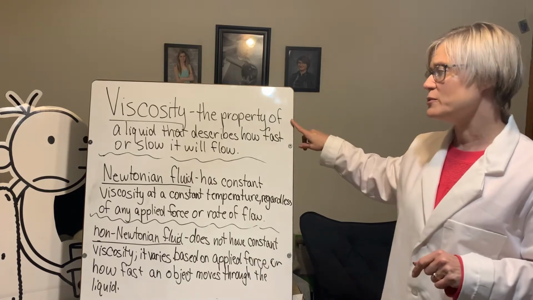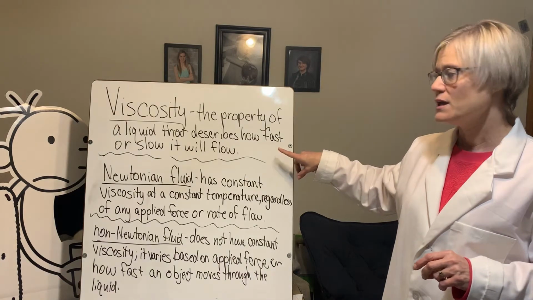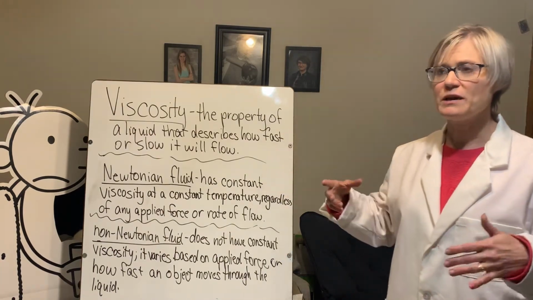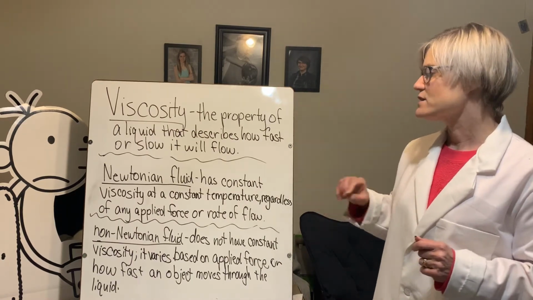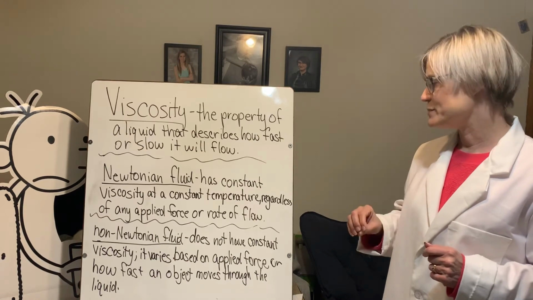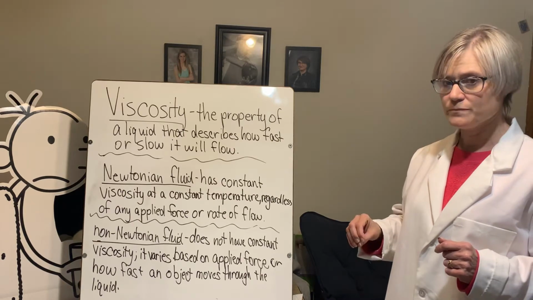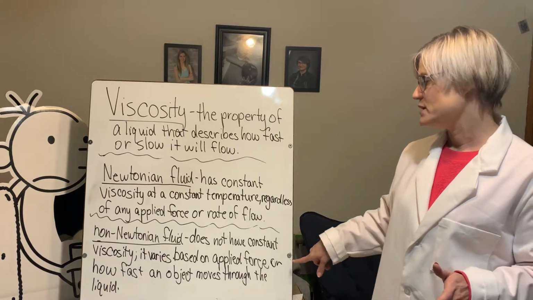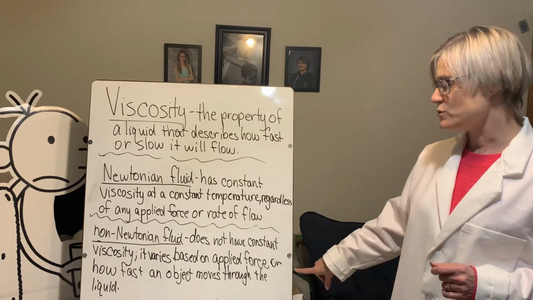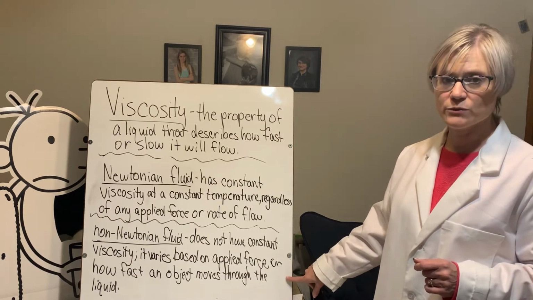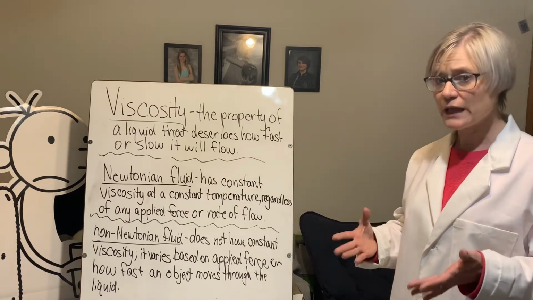All right, so let's recap this. Viscosity is the property of a liquid that describes how fast or slow it will flow. It also talks about the resistance of the liquid to flow. So a Newtonian fluid has a constant viscosity at a constant temperature, regardless of any applied force or rate of flow. A non-Newtonian fluid does not have a constant viscosity. It varies based on the applied force or how fast an object moves through the liquid. So that's kind of an overview of what we're going to be talking about in our lab.